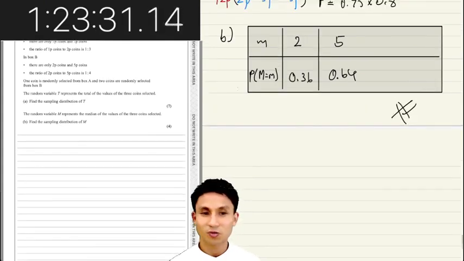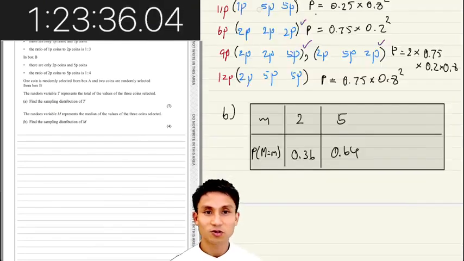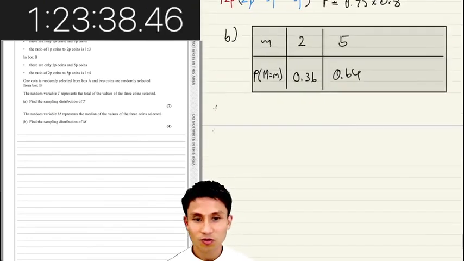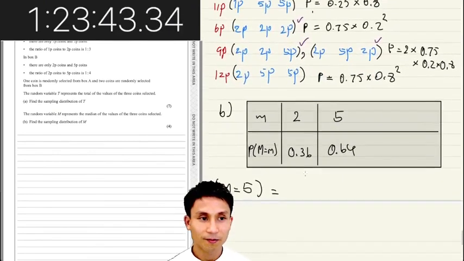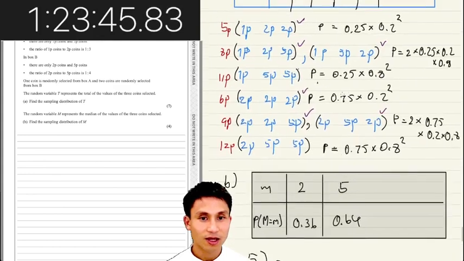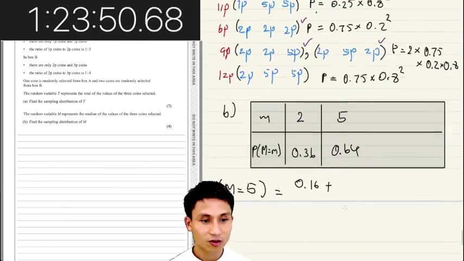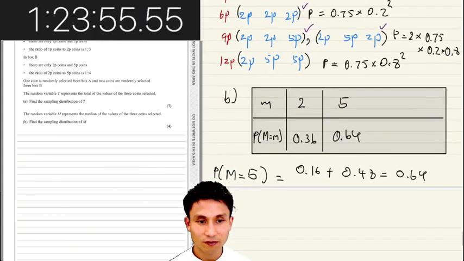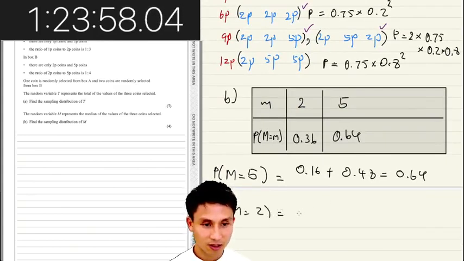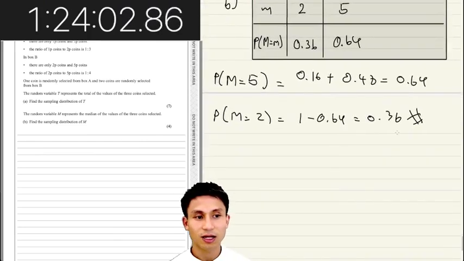But it's 4 marks, so I probably have to write something to show my methods. So P of M equals 5 would be, from the 11 pence case, 0.16 plus 0.48, equal to 0.64. So P of M equals 2 would be 1 minus 0.64, which equals 0.36. And that's my table, the sampling distribution.